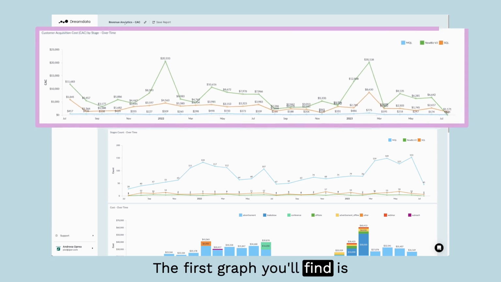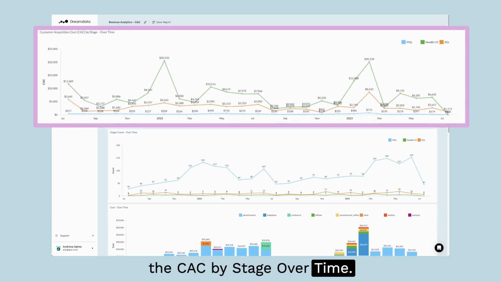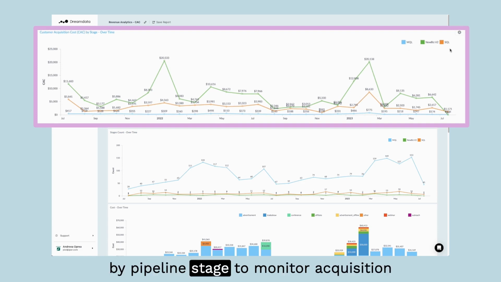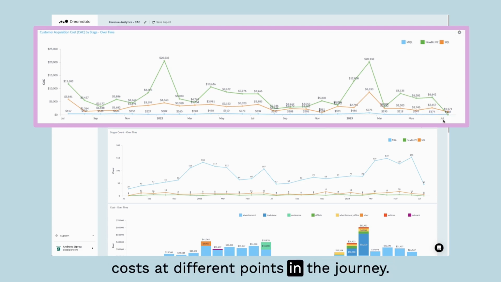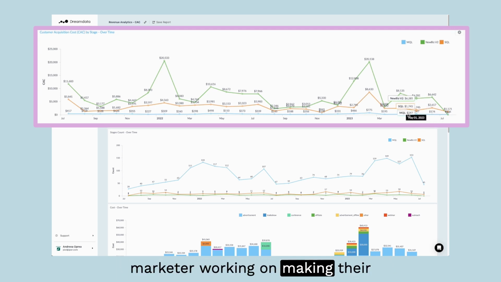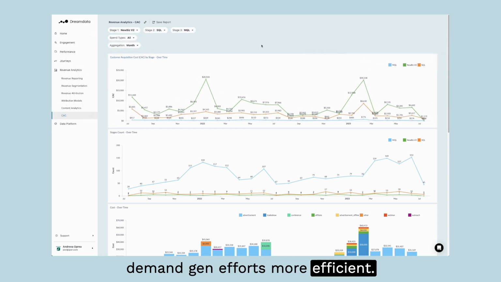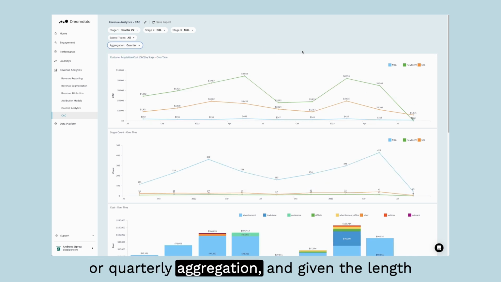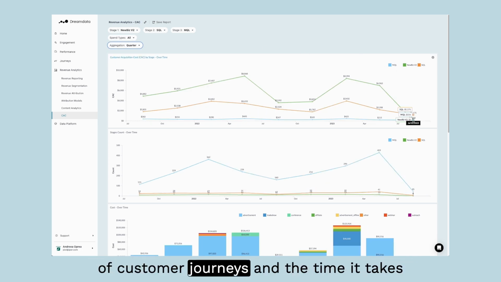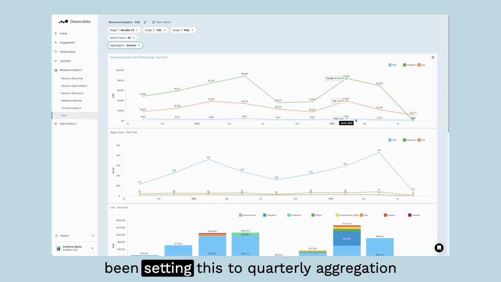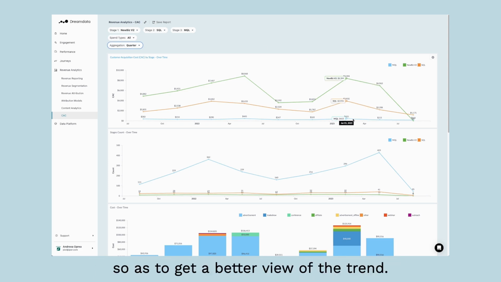The first graph you'll find is the CAC by stage over time. Here you can explore your CAC values by pipeline stage to monitor acquisition costs at different points of the journey. This is particularly useful for the B2B marketer working on making their demand gen efforts more efficient. You'll also have the choice of selecting monthly or quarterly aggregation. And given the length of customer journeys and the time it takes for strategies to take effect, we've usually been setting this to quarterly aggregation so as to get a better view of the trend.